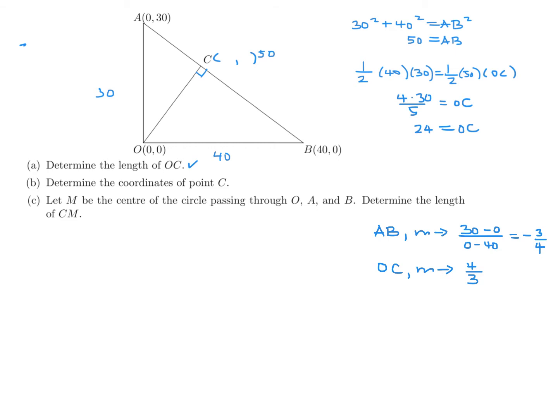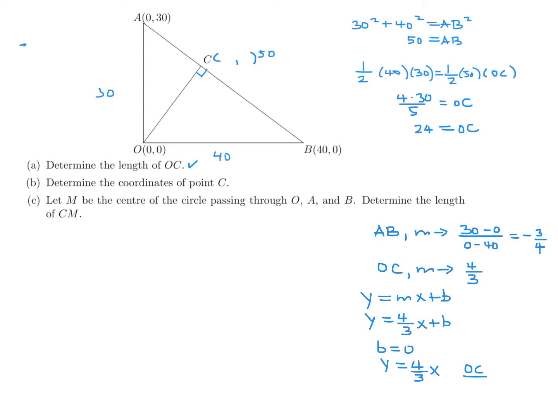Okay, so now we can figure out the equation of the line OC. That's, as always, y is equal to mx plus b, but m we have just figured out is 4 over 3. And then let's just substitute any point on OC. Well, we have the origin, so b is equal to 0. So the equation is really just y is equal to 4 over 3 x. That is the equation of the line OC.